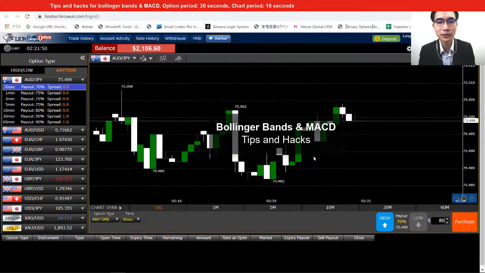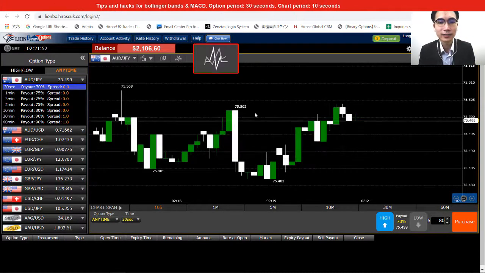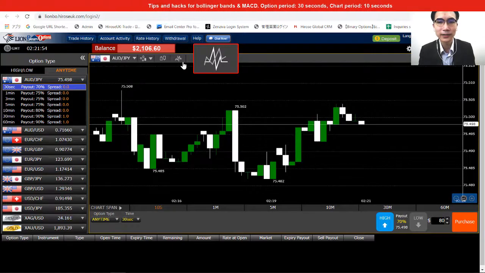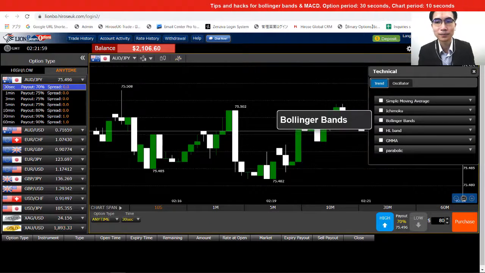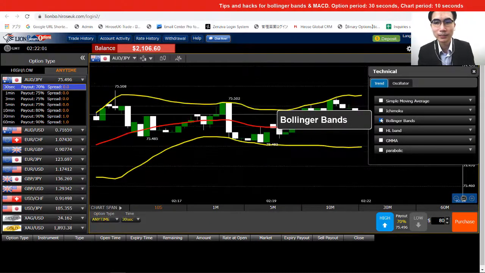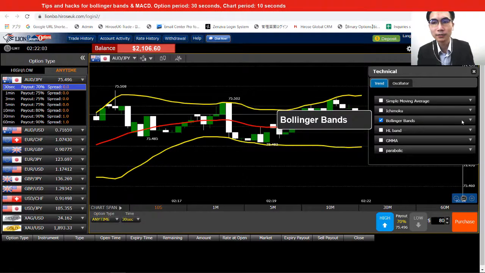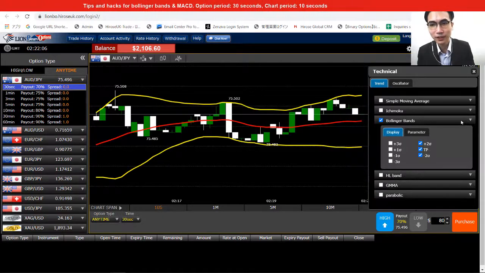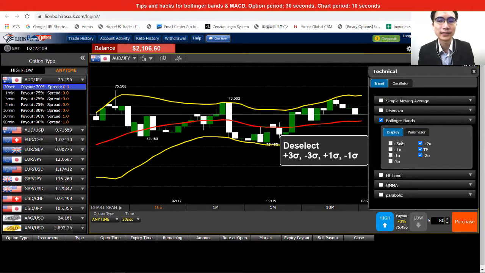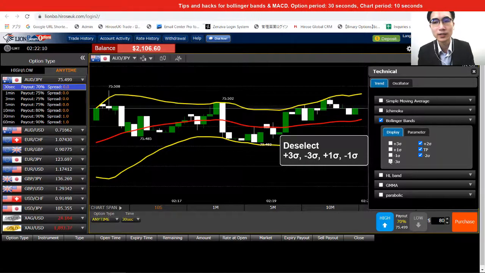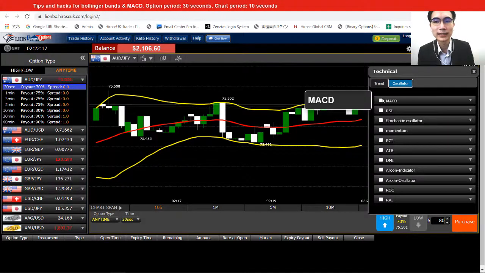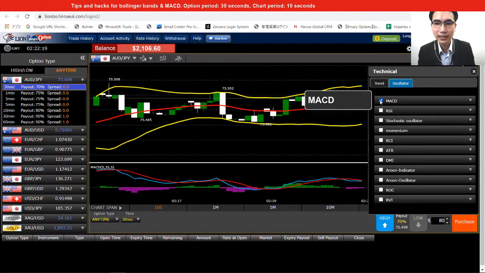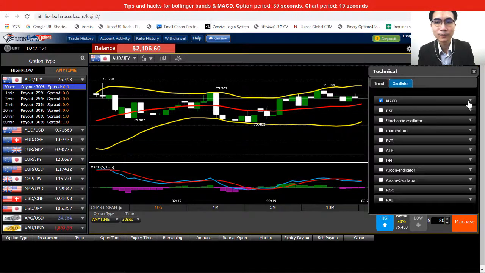First let's set up the two indicators on the charts. So go to technical indicator, just click on that and then we'll select the Bollinger Bands. Put a tick there and then we'll open a drop down for that. Now we'll deselect the lines on the left and keep the one on the right. Just like that, and then after that we'll go to oscillator and put a tick on MACD and open the drop down for MACD as well.